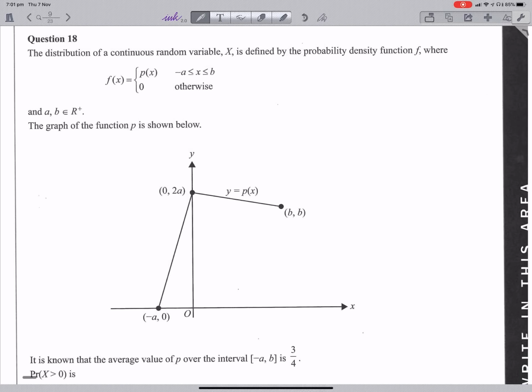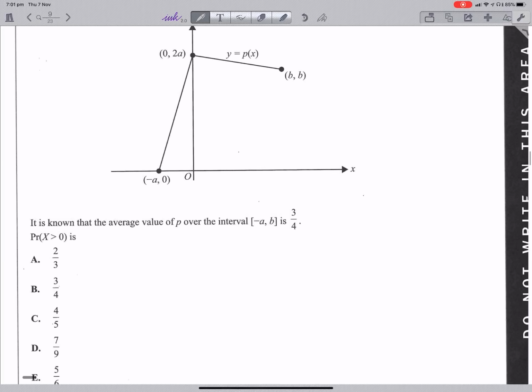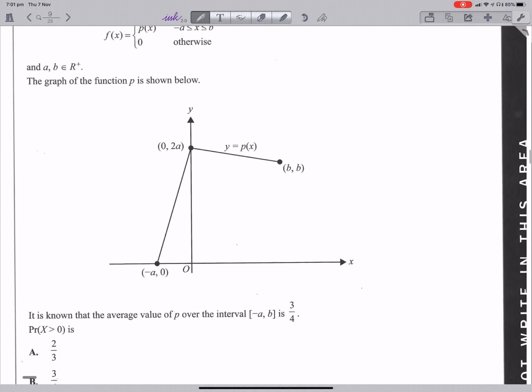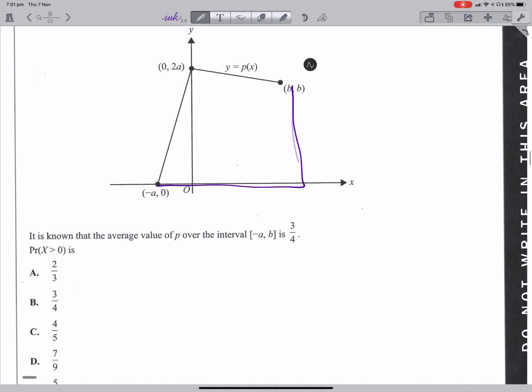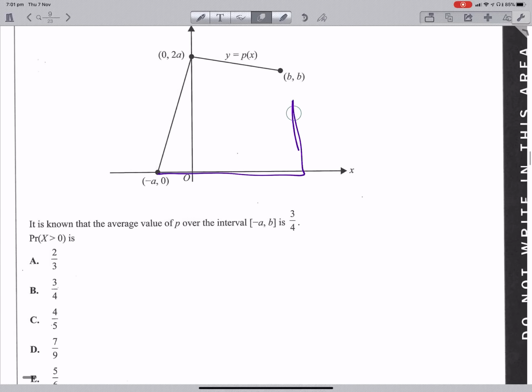Okay, the distribution of a continuous random variable is defined by the probability density function f, where f of x is p of x. The graph of the function p is shown below. It is known that the average value of p over the interval negative a to b is 3 on 4. Okay, so it's a probability density function. So first thing, the area underneath this has to equal 1.